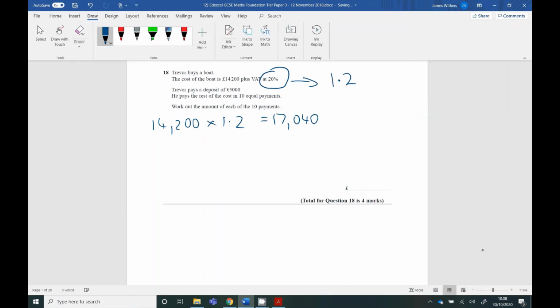Now he pays a deposit of £5,000, so that's what he's got to pay up front. So we take the deposit off that. The deposit is £5,000, so take that away, and that leaves us with 12,040. Then this is spread equally across 10 equal payments. So to work out what each of those 10 payments is going to be, we do 12,040 divided by 10, which is 1204.